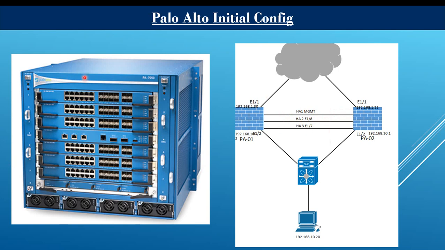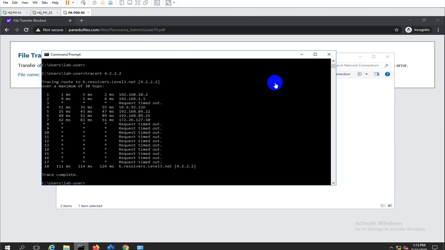If you are talking about the hardware box, on a hardware box we have dedicated HA links. But here we are going to use a virtual appliance. On a virtual appliance we don't have dedicated interfaces, so that's why we have to use our data interfaces. Okay, guys, now let's come back to the lab.